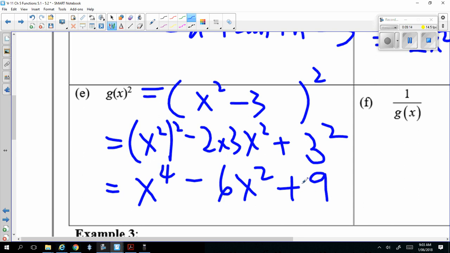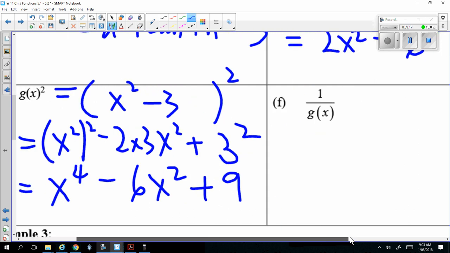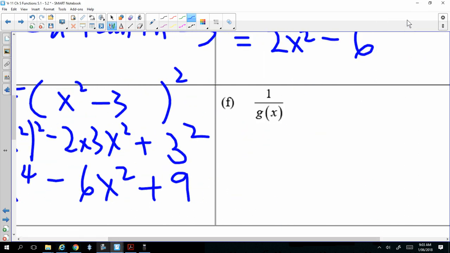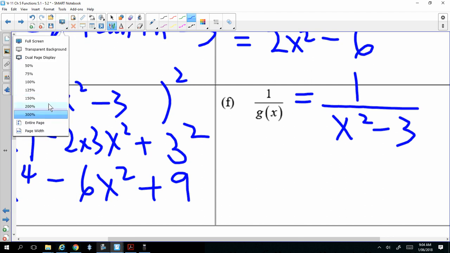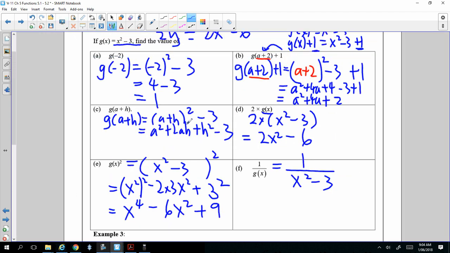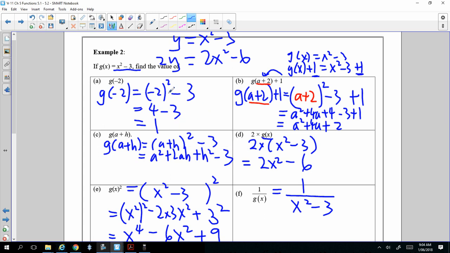Okay, one more. Reciprocal. What does reciprocal mean? Same thing. 1 over whatever that happens to be: 1 over x squared minus 3. Done. So hopefully you can see how it works with all these examples. What it means to do the operation on the function. What it means to substitute x into the function.